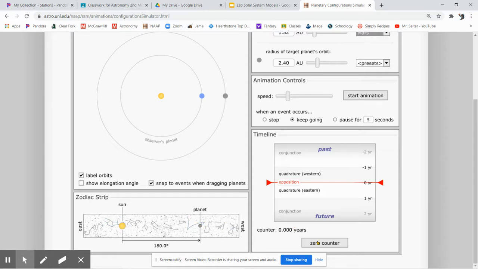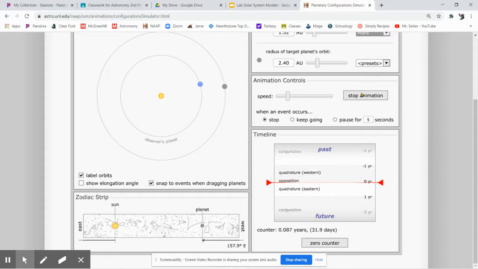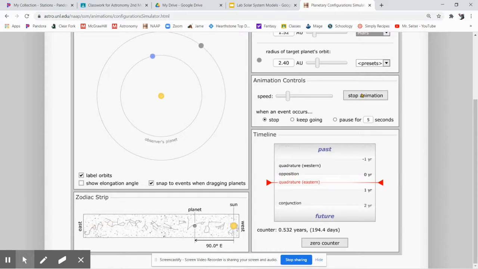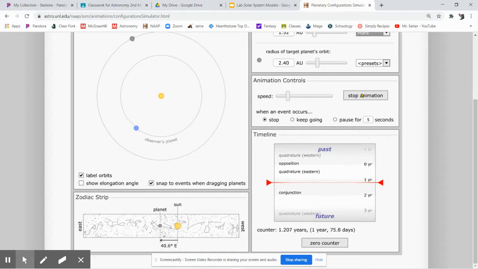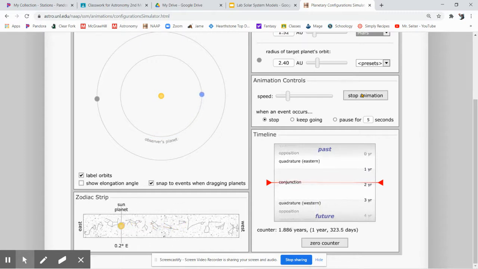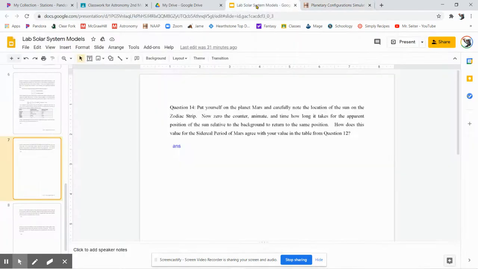Okay, zero that counter. We want to see how long it takes to get back here again, for the sun to get back in the same position. All right, so let's keep going. Boom, right there. How long did that take? Here it is right here. Answer the question, and see how it looks for the value of that.